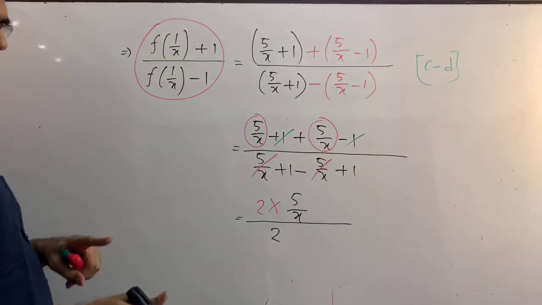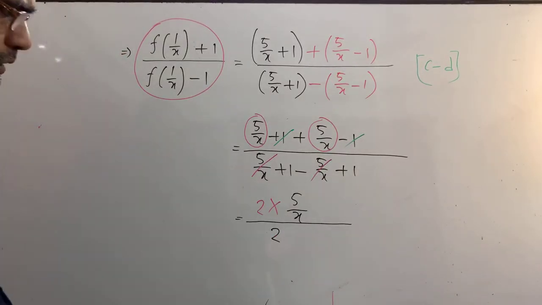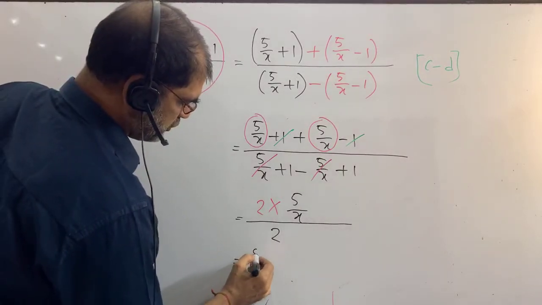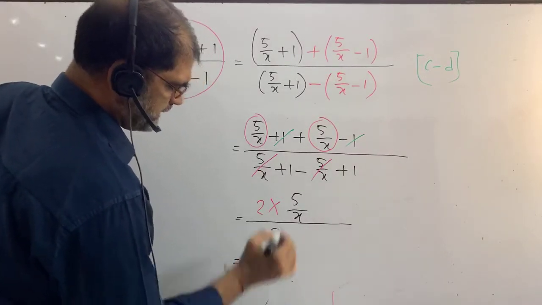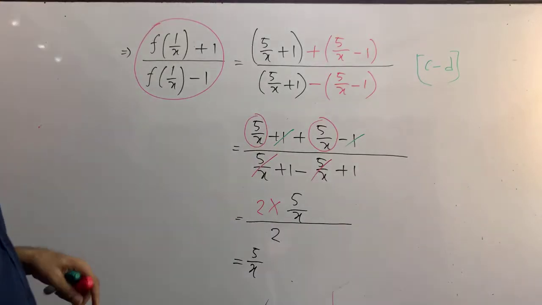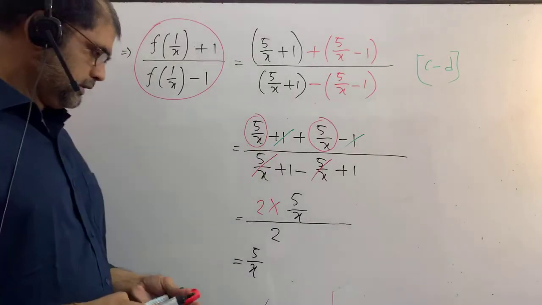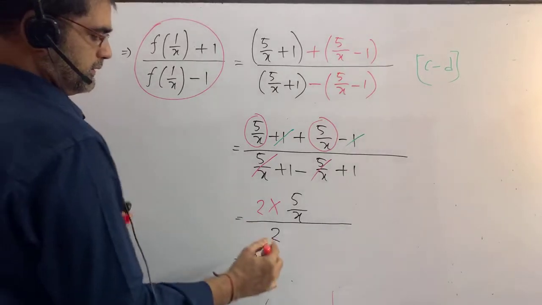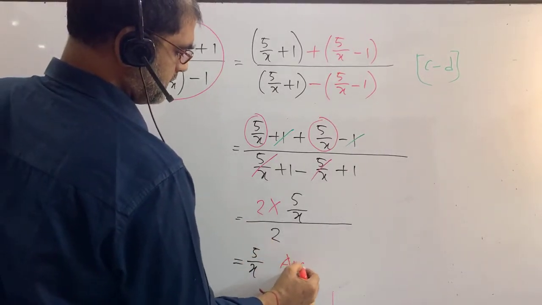So from both the numerator and denominator we will have 2 cancelled, right? Then we are left with 5 by x. So it is our required answer. It is our required value, right? Okay.